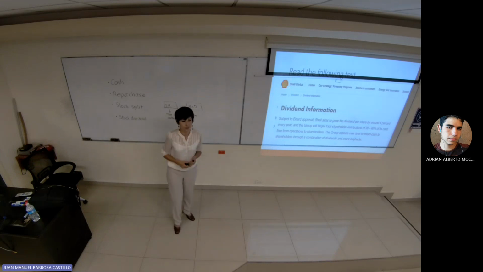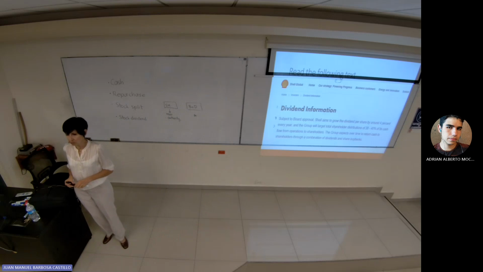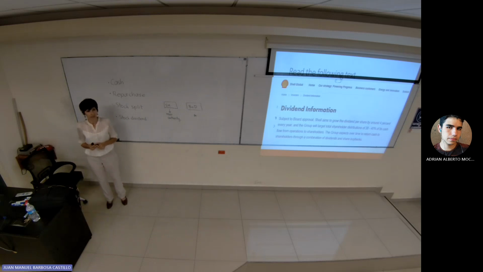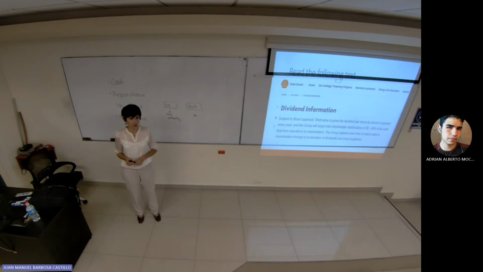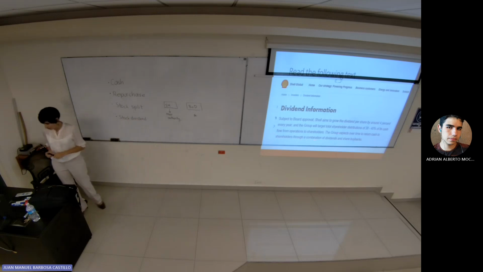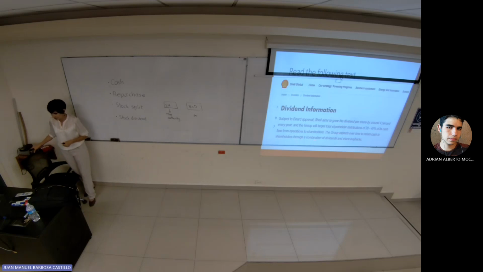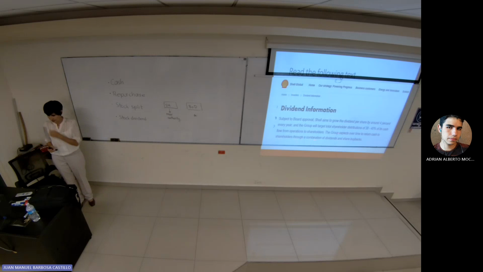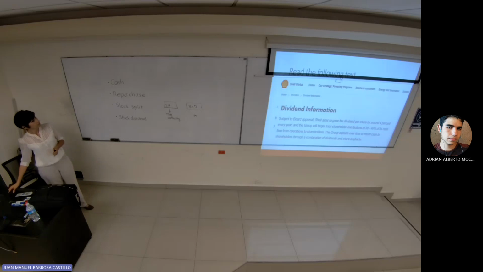You know Shell company? What do they do? Gas. They extract, and they also have petroleum drilling. So they are basically in the energy sector. Can anyone help me read this paragraph, please? Subject to board approval, Shell aims to grow the dividends per share by around 4% every year. And the group will target total shareholder distributions of 30 to 40% of its cash flow from operations. The group expects over time to return cash to shareholders through a combination of dividends and share buybacks.